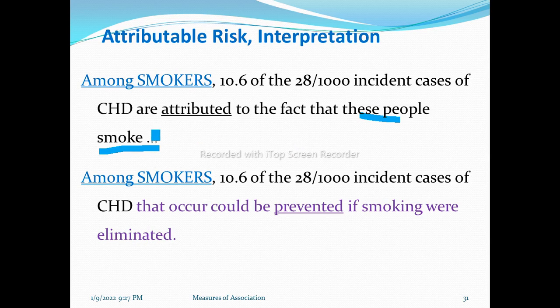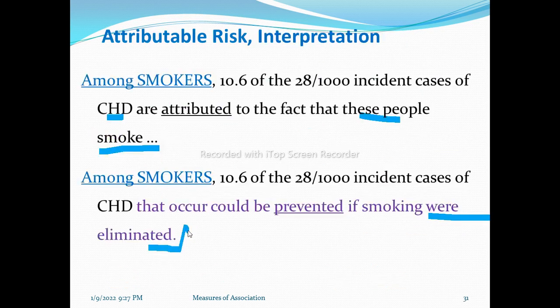So that means CHD comes due to smoking, calculated only among smokers. 10.6 of the 28 per thousand incident cases of CHD that occur could be prevented if smoking were eliminated. So since we calculated due to smoking, 10.6 comes due to smoking. If we stop smoking, or if we become non-smokers, this incidence will be prevented. So this is very important.